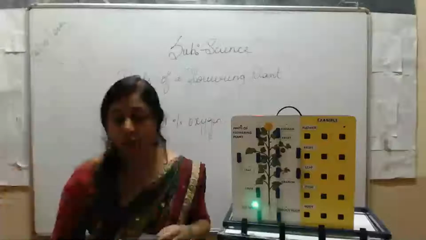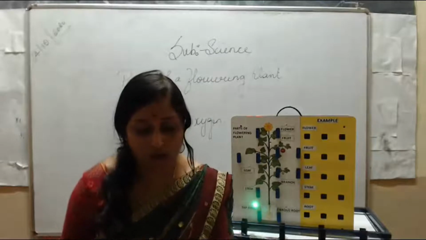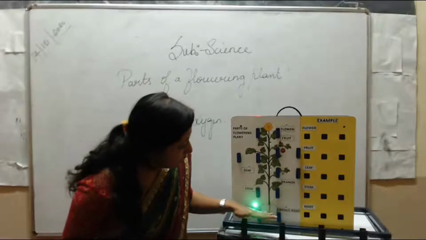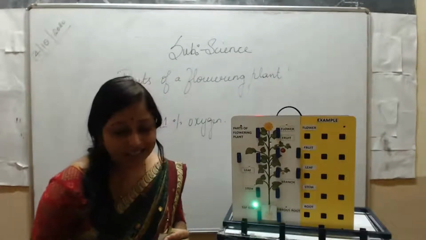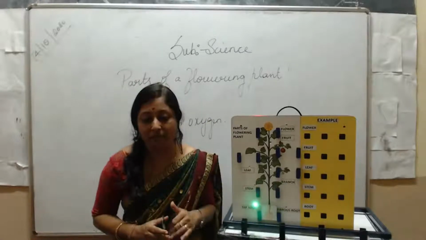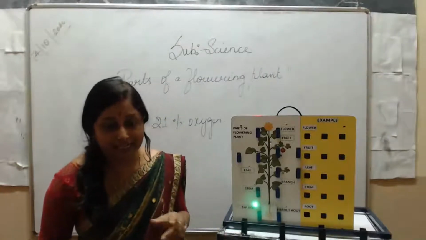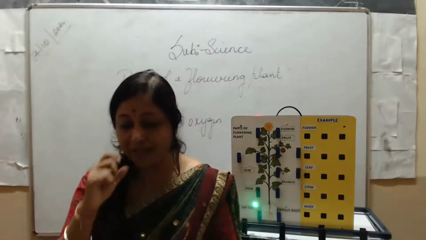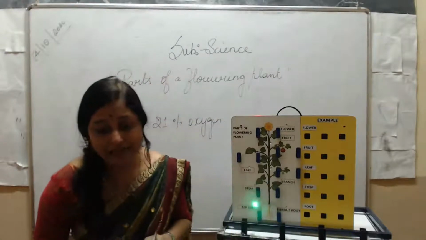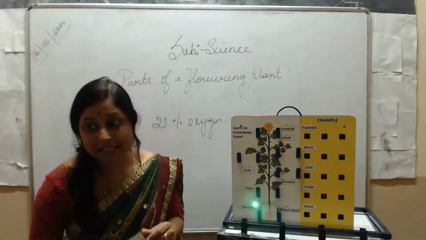First, we will go about taproot. Root means the part which is below the ground, and it is called the non-green part, as it is away from the sunlight. The root system has two types: taproot and fibrous root. Taproot contains a main root which has alternate branches arising at the side. It is called taproot.